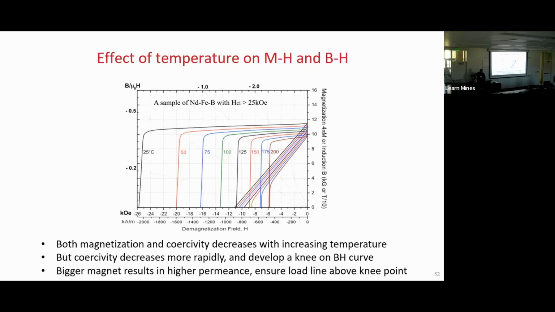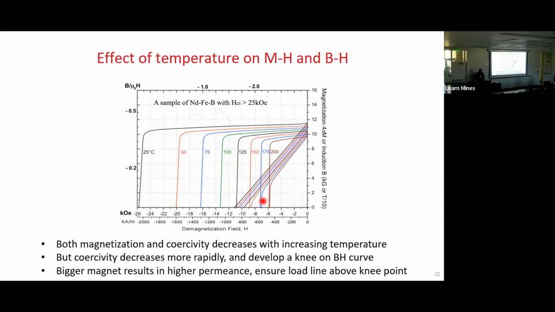Here is a spec, actually, I'm not sure where it came from. I think you had it from Arnold Magnetic, showing the MH curve and the BH curve of a neodymium iron boron magnet at room temperature, 50 degrees C, 70, 100, 125, all the way to 100. You see how quickly that changes. So think about if you're using a magnet at a higher temperature, at 200 degrees C versus at room temperature, the coercivity is completely different.